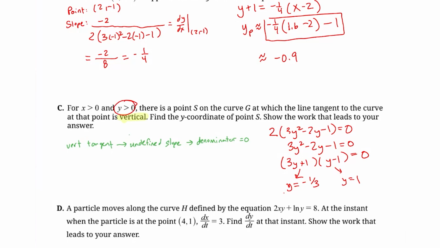So we're going to eliminate that negative 1/3 because y's got to be positive. So therefore, our answer is y equals 1. And that brings us to our last problem here.